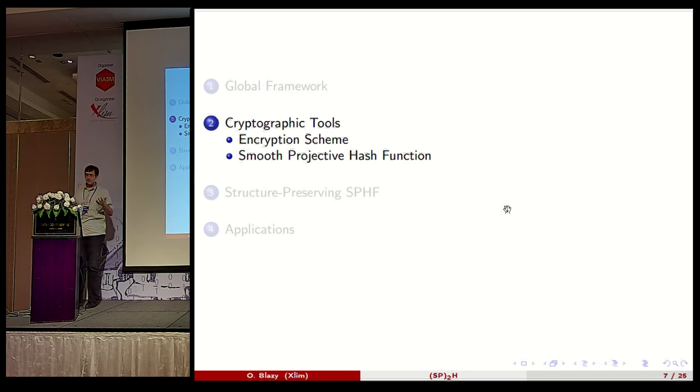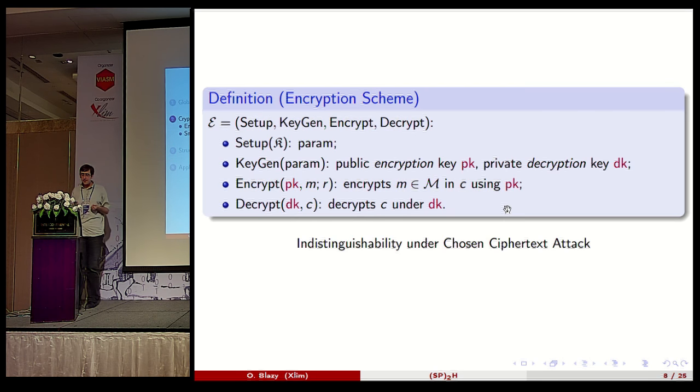To do our construction, we are going to use mostly two tools. First, an encryption scheme. That's the base of the first row. You have the four classical algorithms: the setup, and the keygen that gives you a public and a secret key. The encryption algorithm uses the public key, the message, and some randomness. The randomness is important here because that's going to be your witness later. And the decryption algorithm takes the ciphertext and the decryption key and returns the plaintext. In terms of security, we are going to consider CCA2 games. This means that the ciphertext should be secure even if the adversary has access to decryption oracles.